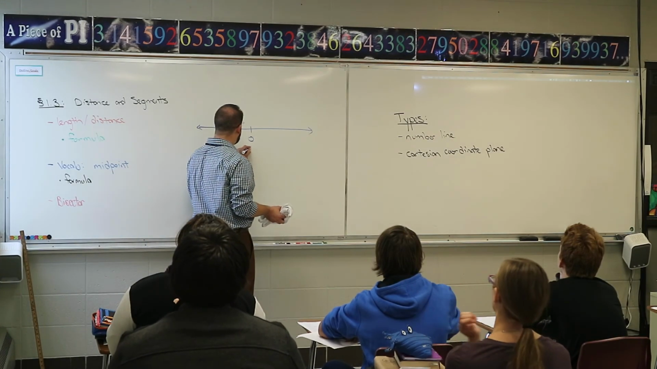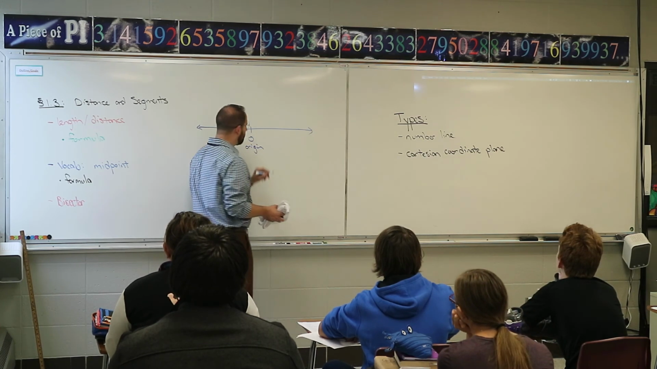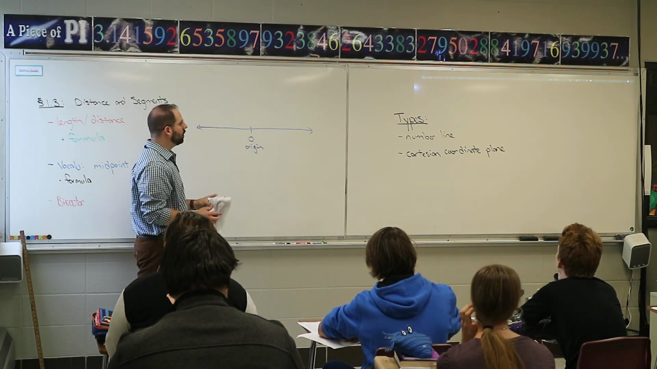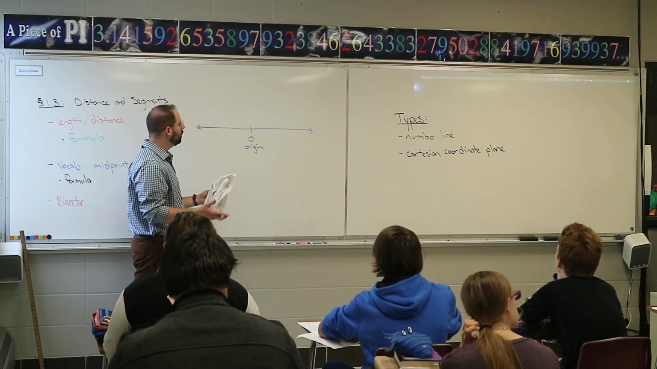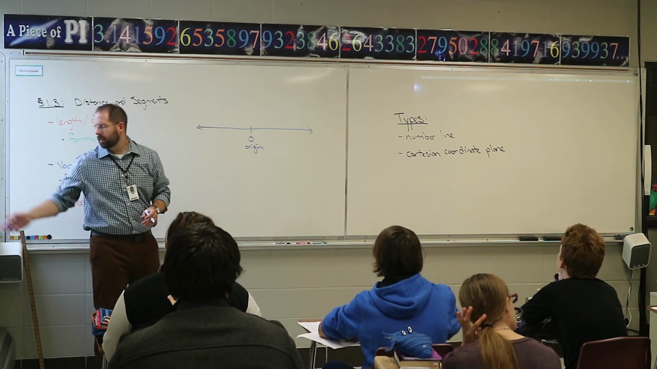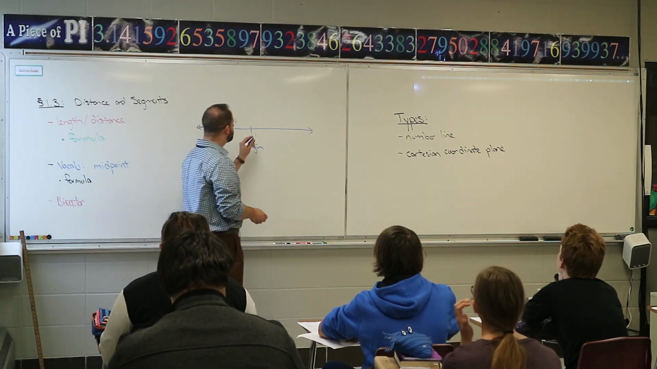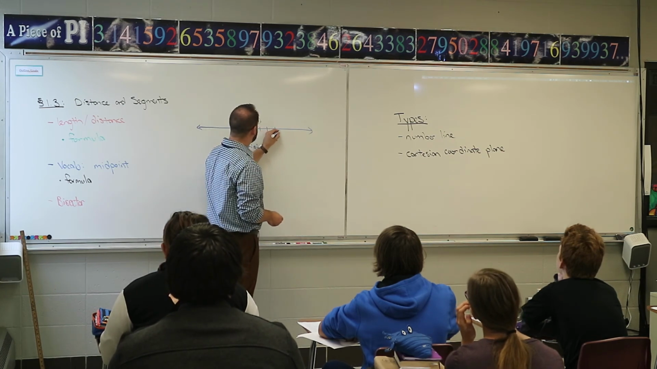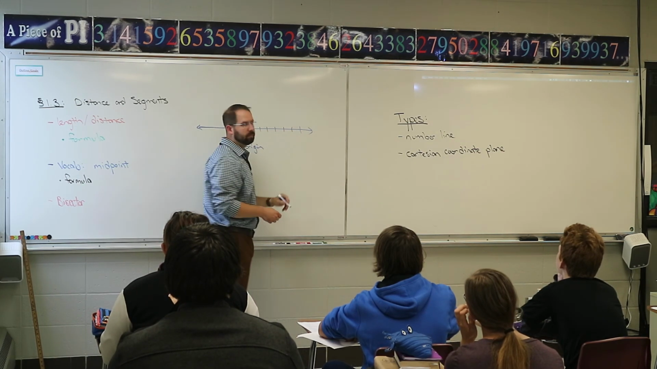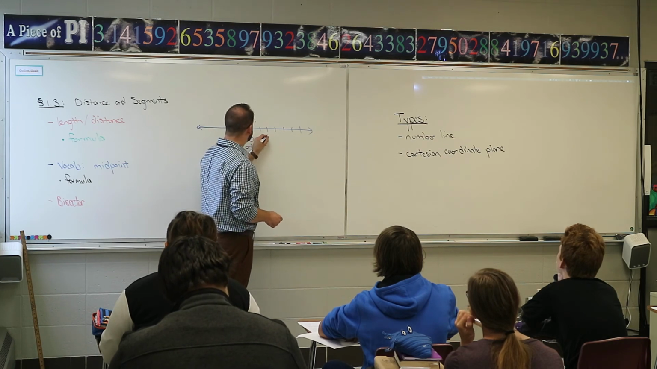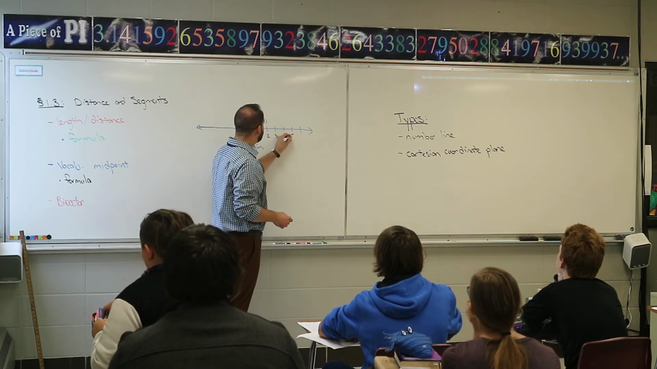There's an actual term for that. That is called the origin. It is the center of the picture. There's an origin for the Cartesian coordinate plane as well, but once we get to that. Now, as you go to the right, what numbers do you hit? Positive. That's usually what you always hit. 1, 2, 3, 4, 5, 6.